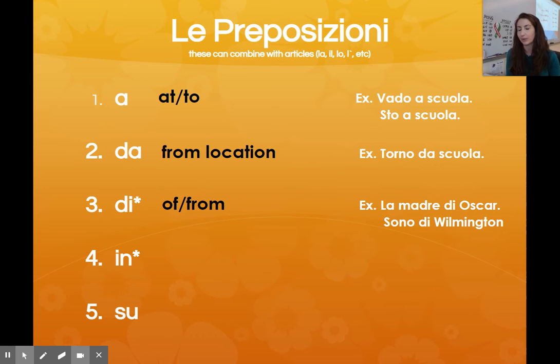Again, you're probably wondering, well, Mrs. Stefano, how do I know which one is which? More pratica and context clues. See, which one makes more sense? I am the mother from Oscar, or I am the mother of Oscar. See.